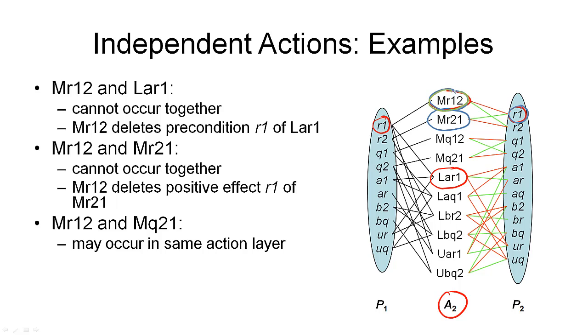But to show you that not all actions in this action layer are dependent, let us look at MR12 and MQ21, for example. These two actions are independent. Their effects and preconditions don't interfere with each other, so we can execute those two actions together and in parallel.